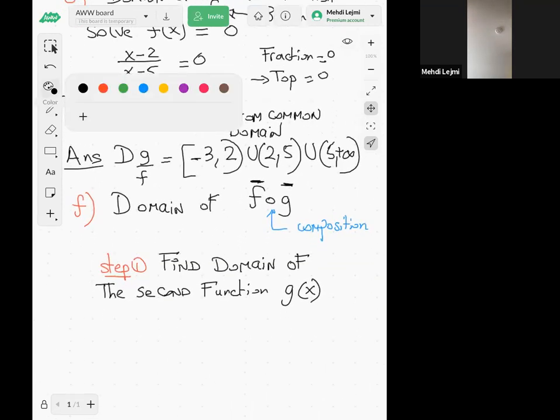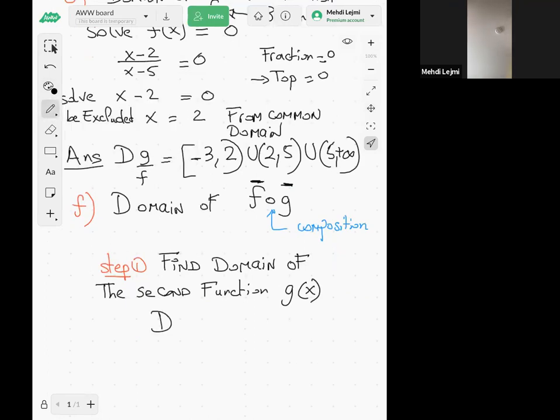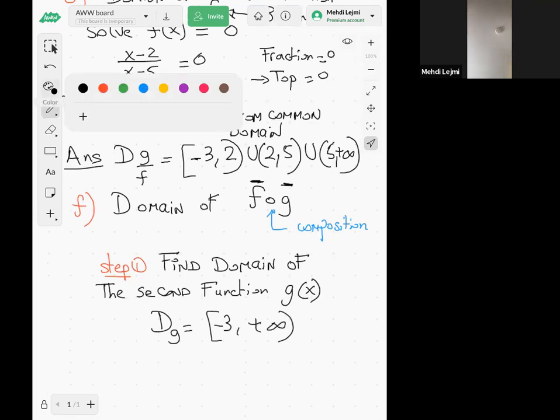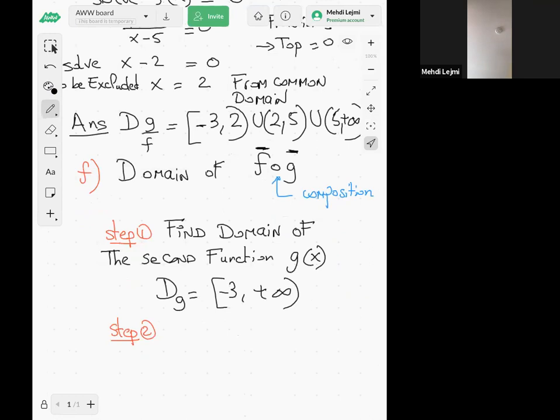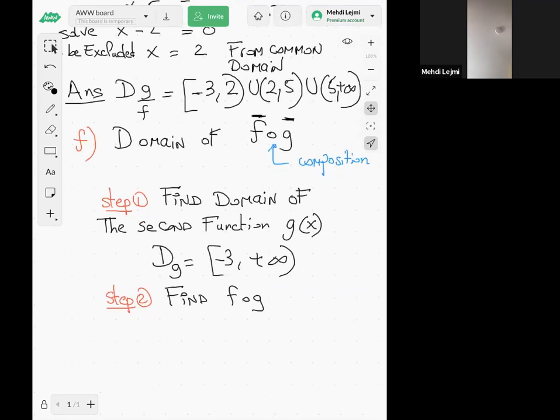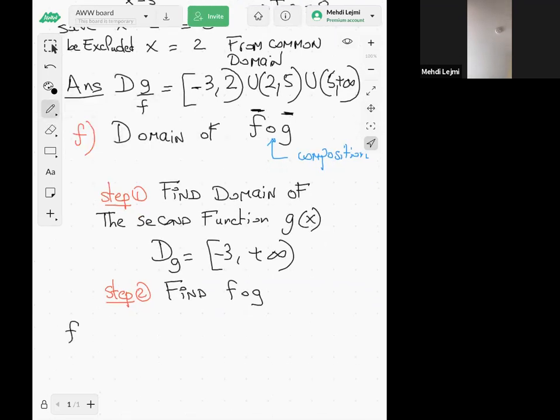So, which is actually, we said it's negative 3 included to positive infinity, right? And then next, what we have to do is compute F composed with G. So let's compute F composed with G. So this is F composed with G of X. This is, by definition, F of G of X, right?